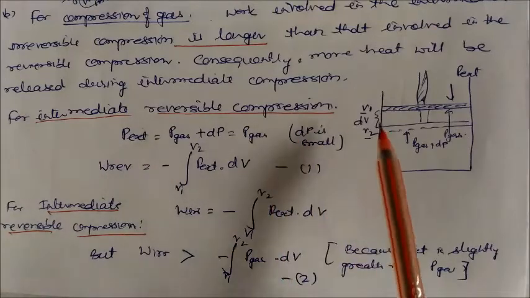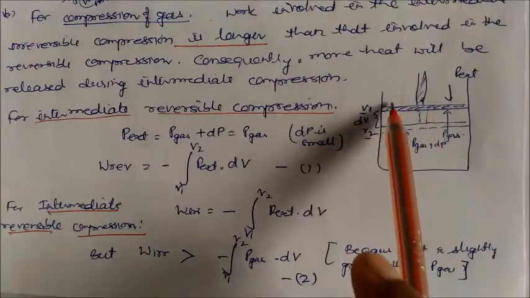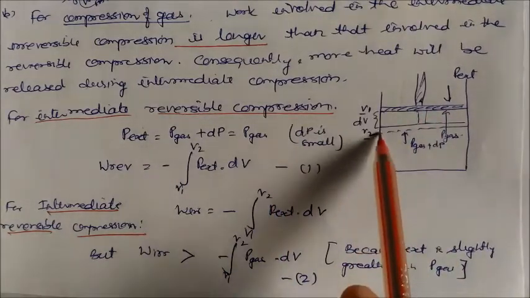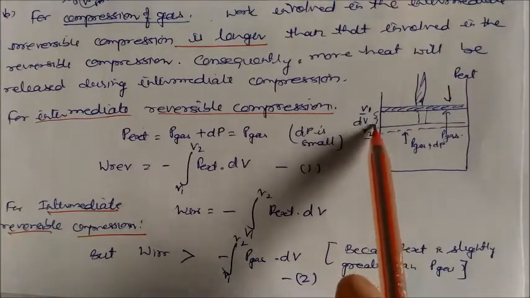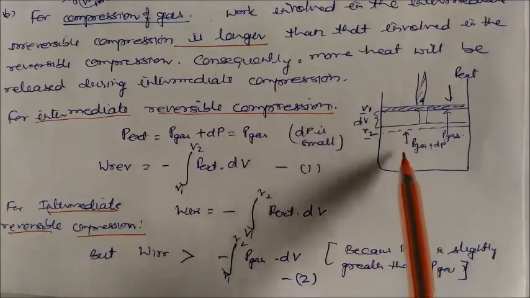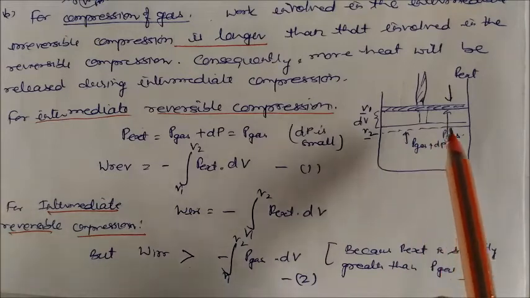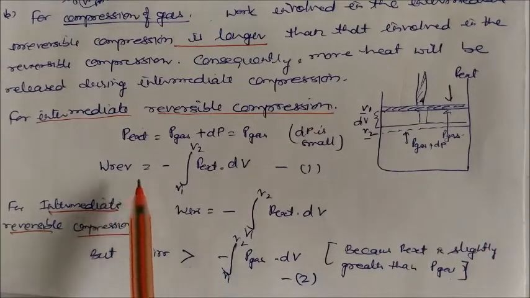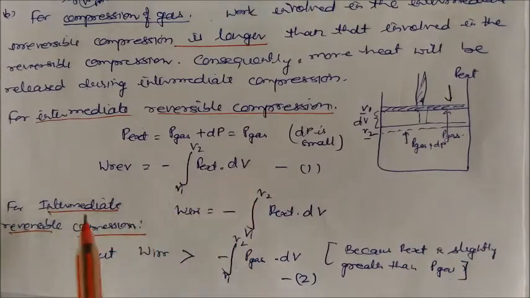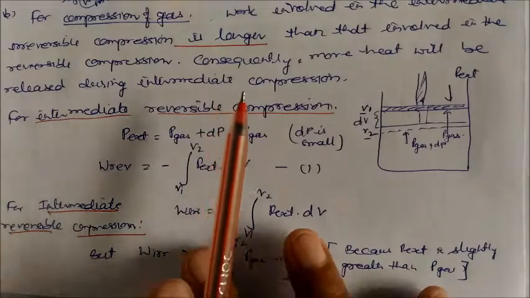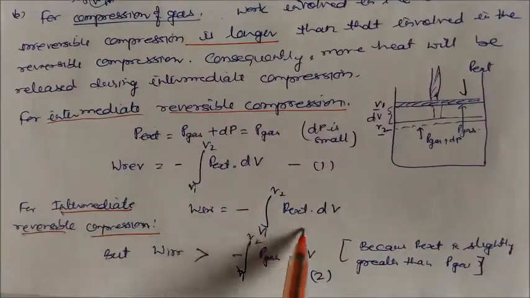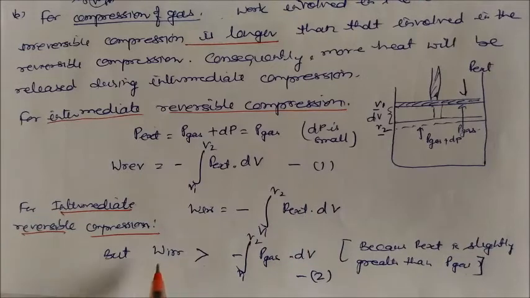Compression means this is the external pressure, and now it is coming in this direction. We are compressing. This is V1, this is V2. This is a small change in volume, and on compressing, the pressure of the gas is increased a little more. If you take the reversible process, it is P external into dV. But for the intermediate irreversible compression, the work done is the same formula, but in this case P external is greater than the pressure of the gas, into dV. Why? Because P external is slightly greater.